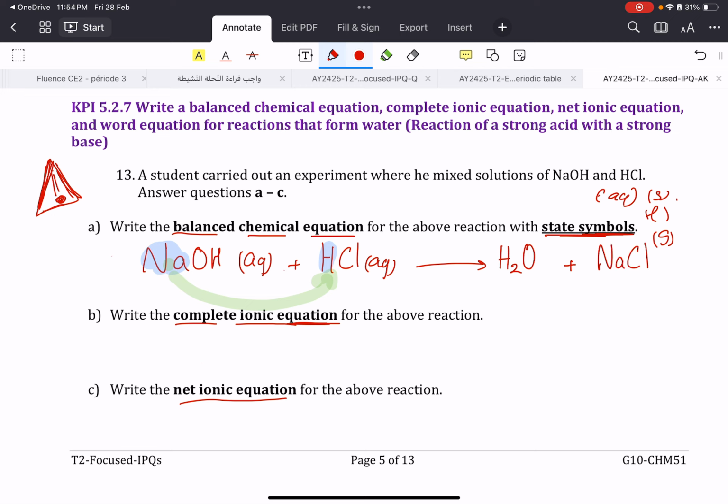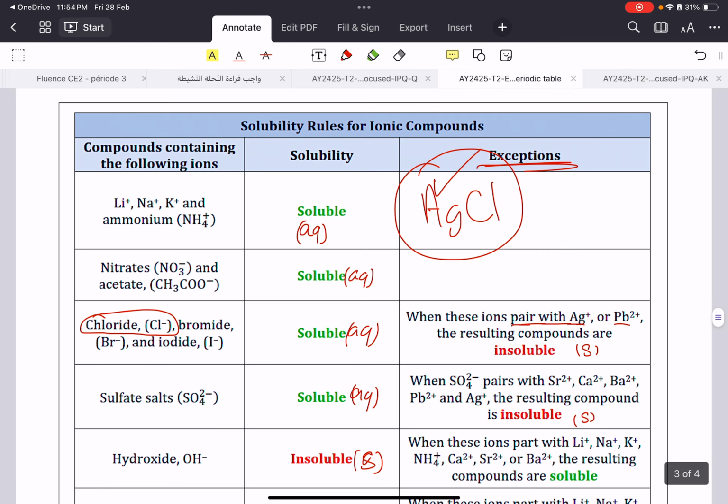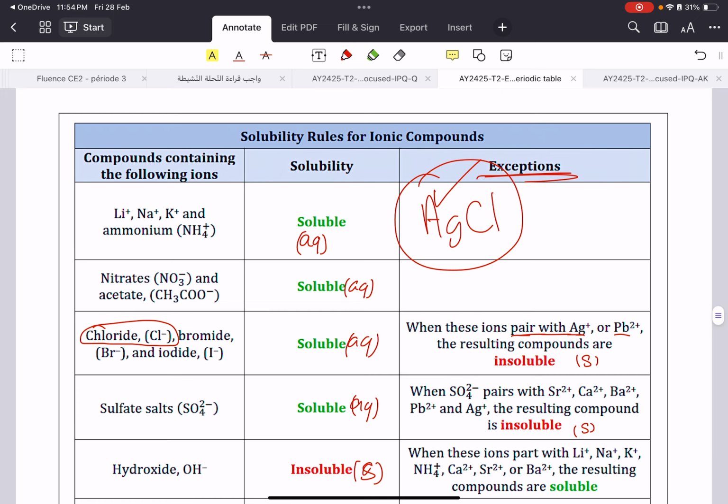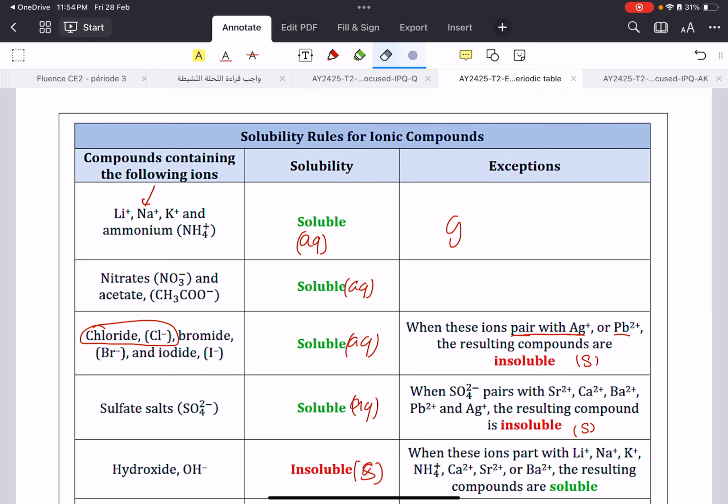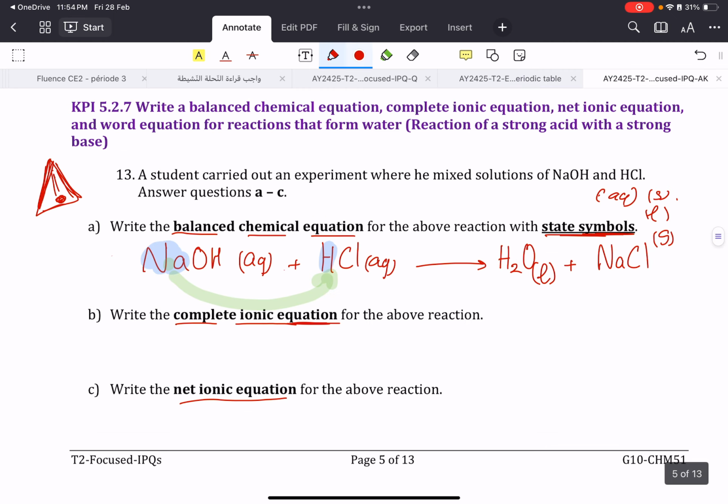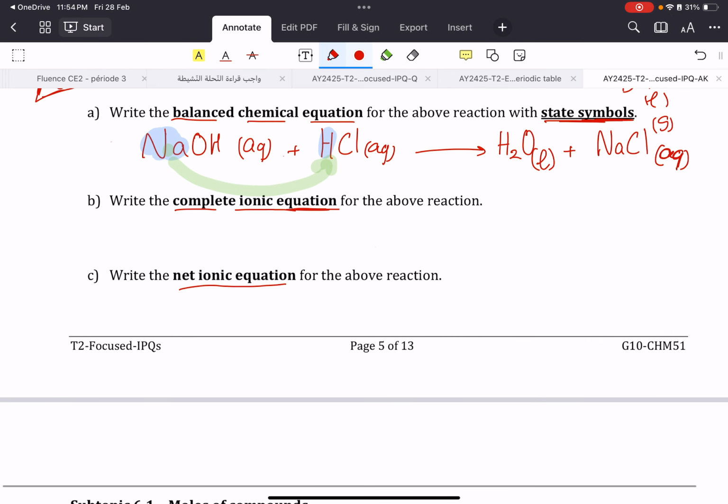Now they want the state symbols. Here, H2O, we know very well that H2O is liquid. Memorize that one. And NaCl, we need to check the solubility rules. According to the solubility rules, any compound with Na, with no exceptions whatsoever, is always soluble. So in this case, this is aq. And now I am able to write the complete ionic equation and even the net ionic equation.